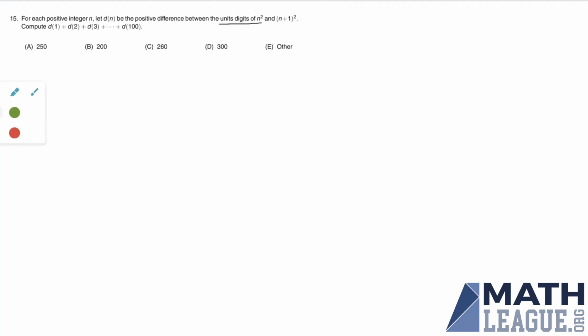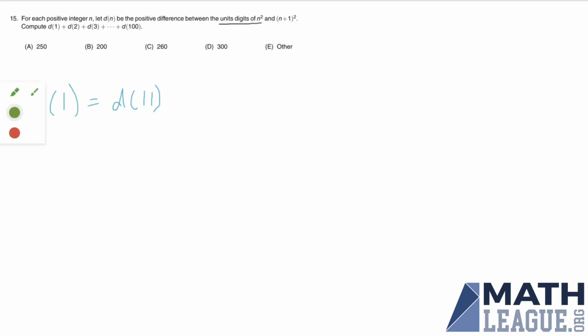So if we only care about the units digits, that means that d of 1 is going to be the same as d of 11. And that's because the units digits of 2 squared minus 1 squared and 12 squared minus 11 squared are the same, right? They're both equal to 3. So that means that we only need to calculate it over periods of 10 and then multiply that by 10. So that helps a little.